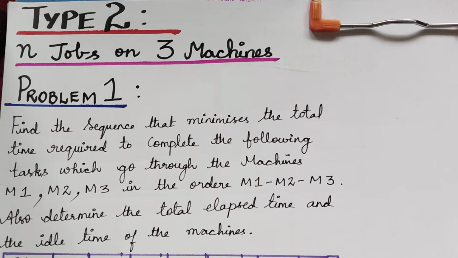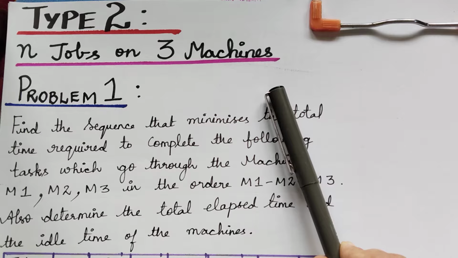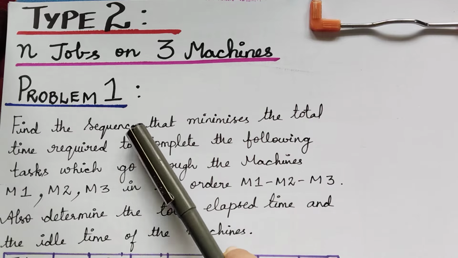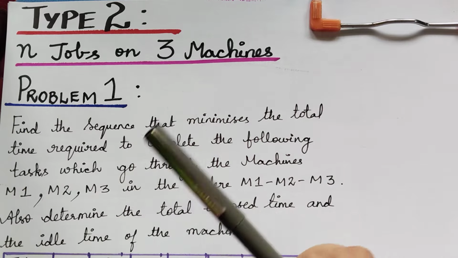Dear students, under the series of lectures on the topic sequencing problems, here we have type 2. Previously, we have learned problems under type 1. Now, here the type 2 is n jobs on 3 machines. So, let us learn the first problem under this topic.